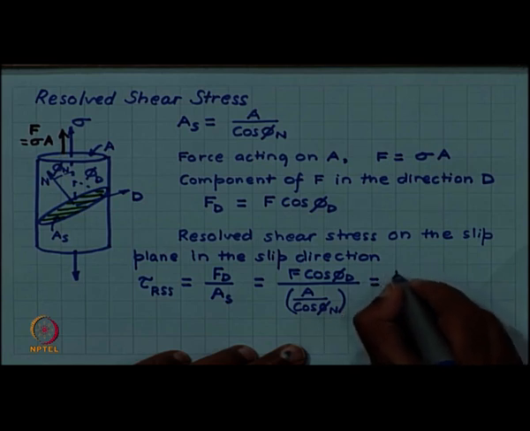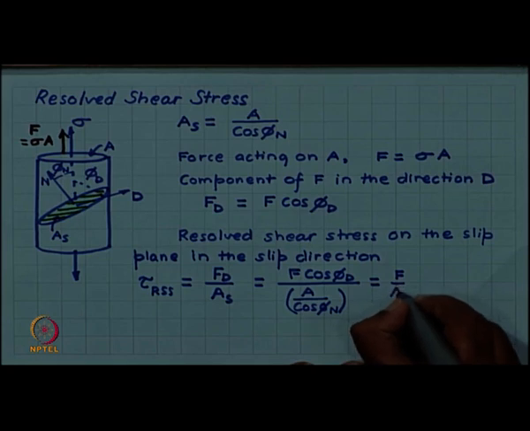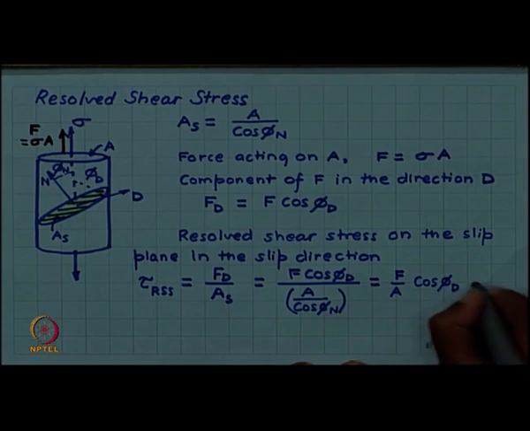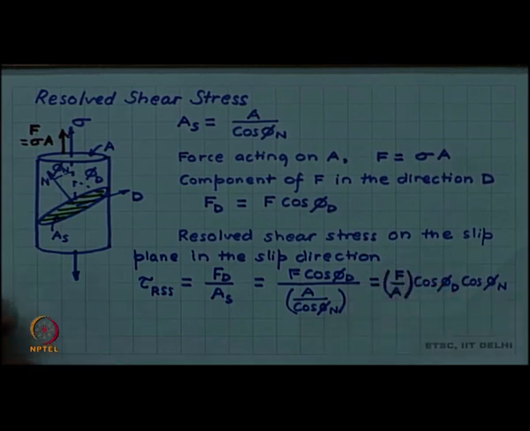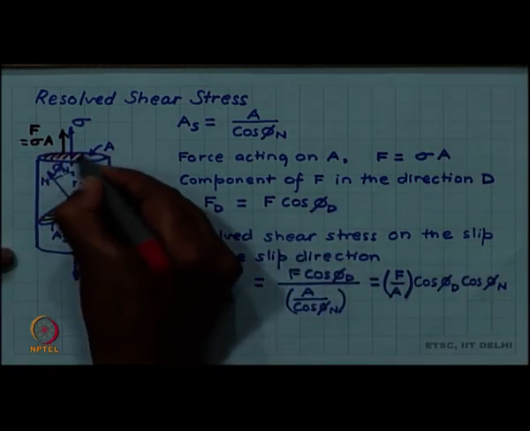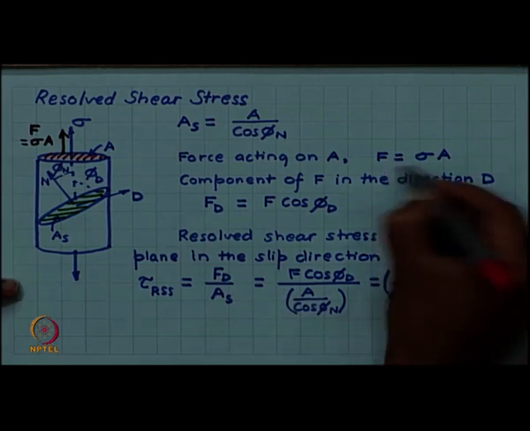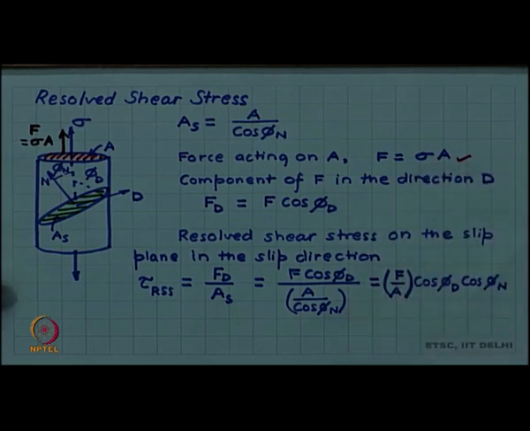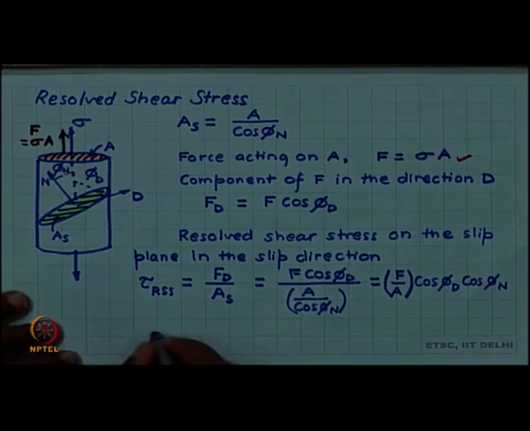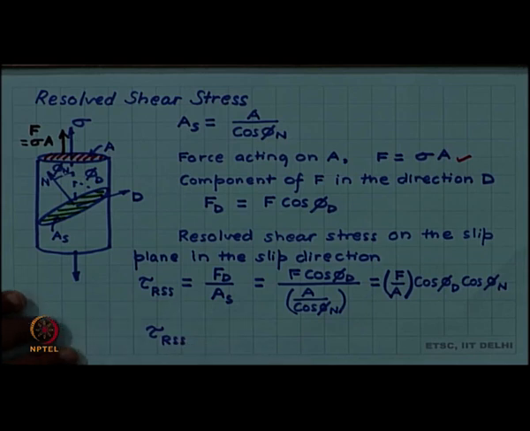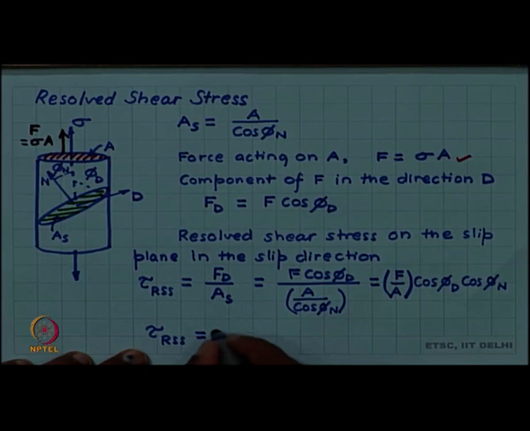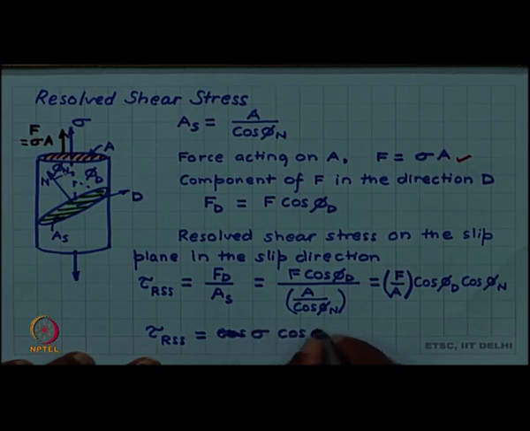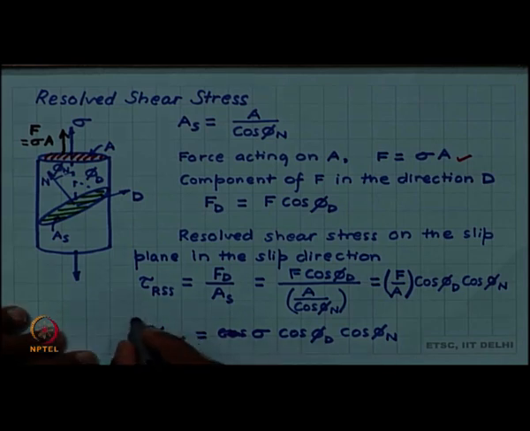So, we can write this as F by A cos phi d cos phi n. But note this F by A, F is acting on the cross sectional area and we are dividing it by the cross sectional area. Look at this relationship. F by A is simply the applied stress sigma. So, we then get our final relationship which we will be using: sigma cos phi d cos phi n. So, this becomes our resolved shear stress.